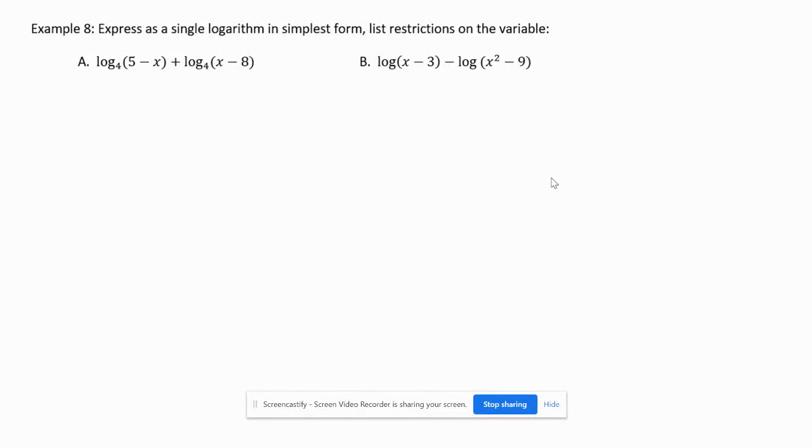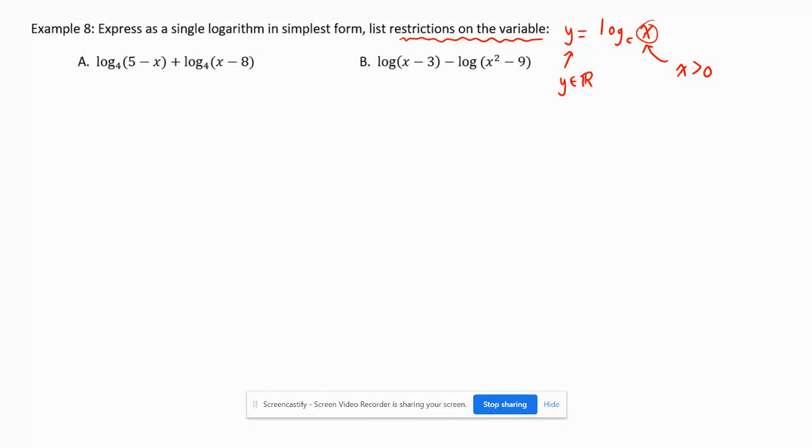Okay, example 8. Express as a single logarithm in simplest form. List restrictions on the variable. Okay, so for this part over here, if we have any exponential function, this part is always going to be greater than 0. Now y is going to be any real number for this, but our domain for a logarithmic function is going to be the argument. This part always has to be positive. Okay, so I'm going to do the restrictions first.